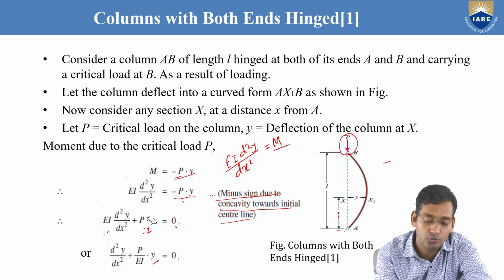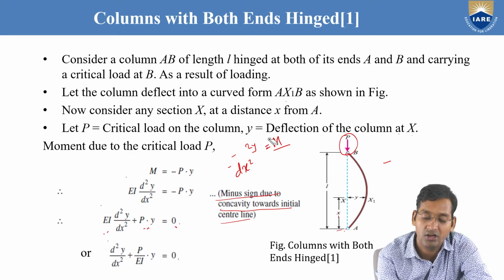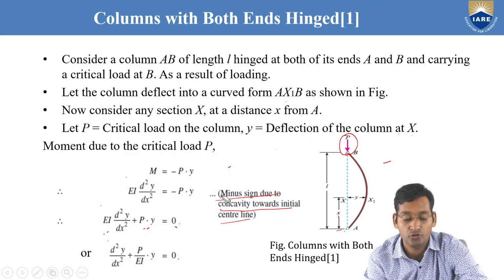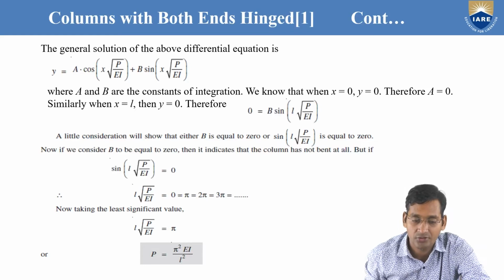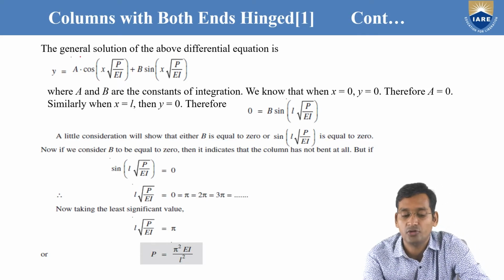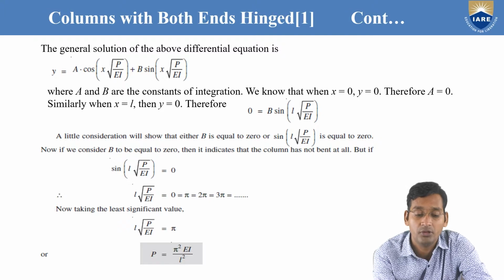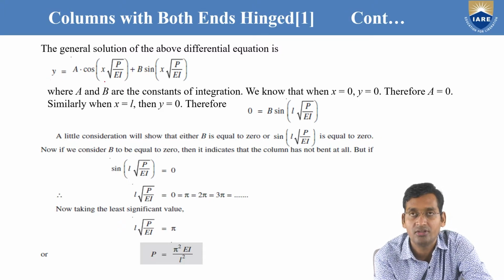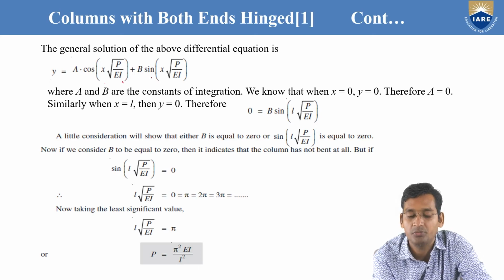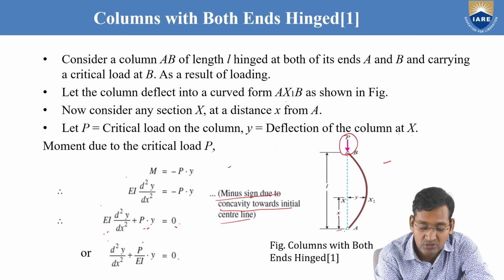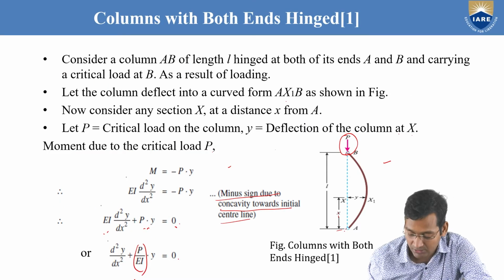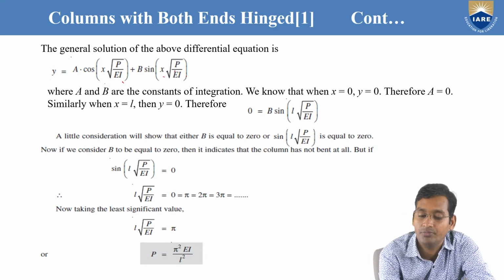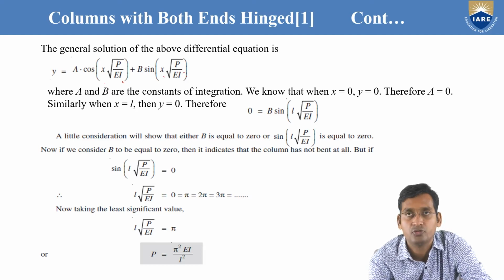So now we require the solution of this one. We already saw the solution in mathematics. The general solution of the above differential equation is y equals A cos x root P by EI plus B sin x root P by EI. So just see how you will remember. Whatever is there with y, that will be inside the root. P by EI, and x is there, so x. So A cos x root P by EI plus B sin x root P by EI.